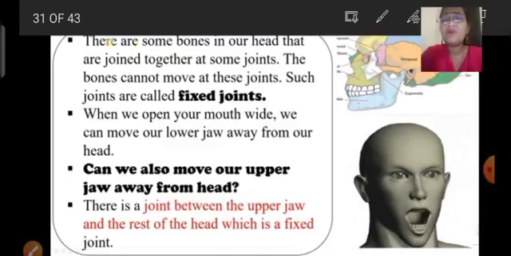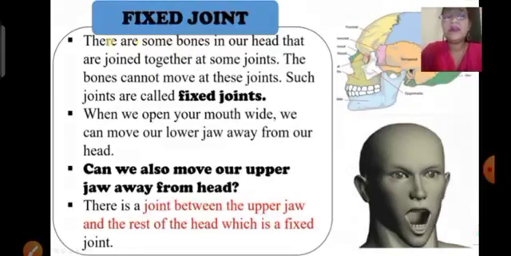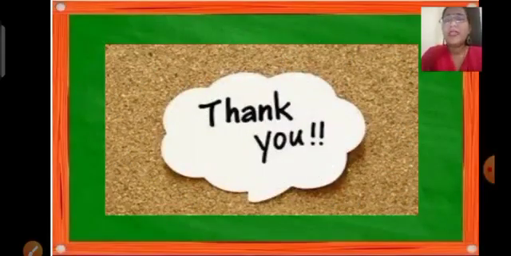Okay, now we have completed the types of joints. In this we have studied the ball and socket joint, hinge joint, fixed joint and pivotal joint. In the next session we will continue with the next topic, that is the human skeleton system.